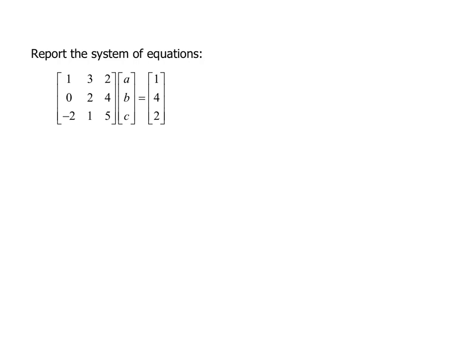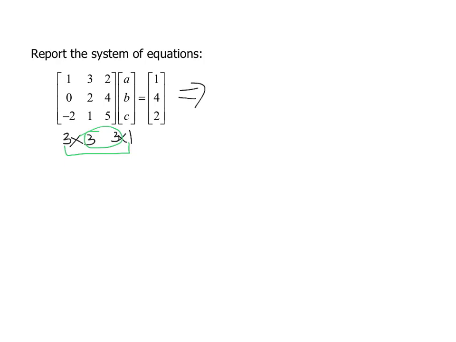Here's a problem written in matrix multiplication, and what I want to do is rewrite this as a system of equations. Let's first think about our multiplication here. This is a 3 by 3 matrix. This is a 3 by 1 matrix, and it is legal to multiply those because those numbers match. My answer is going to be a 3 by 1 matrix.